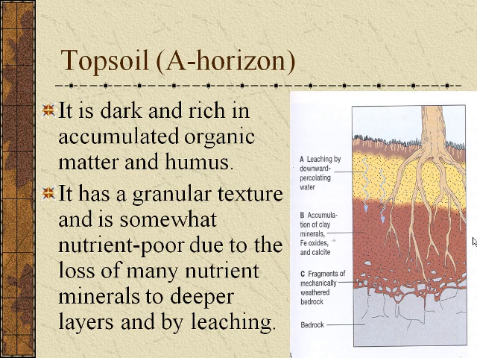The topsoil is the A horizon. So you see it's dark and rich, has a lot of accumulated organic matter and a lot of humus, a granular texture, and is very nutrient poor because all those nutrients have leached out into the deeper layers or are being used by the plants at the top.